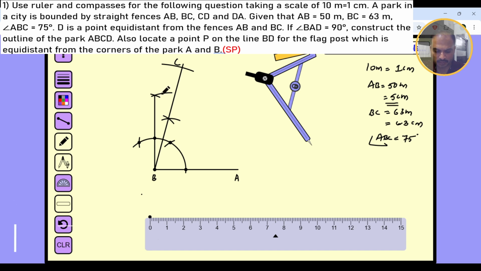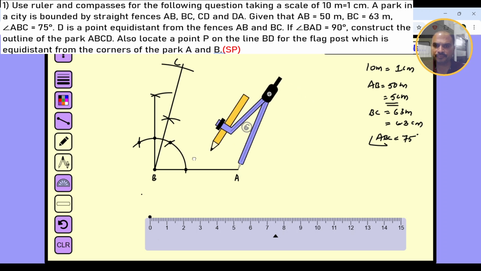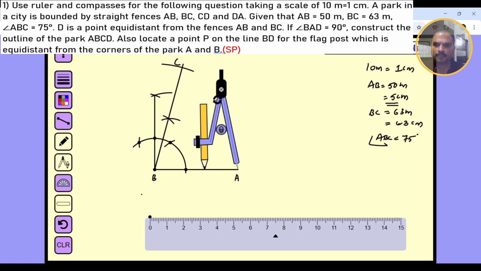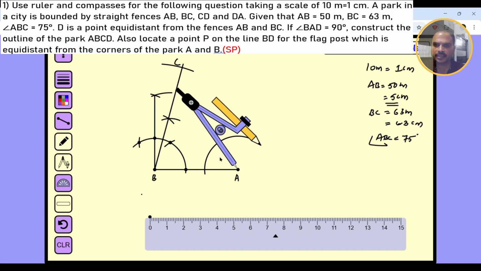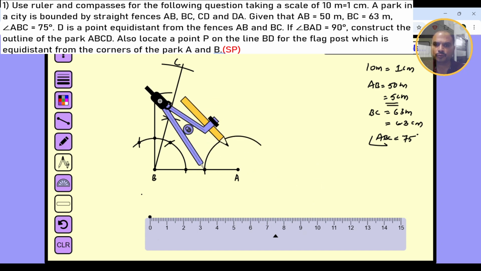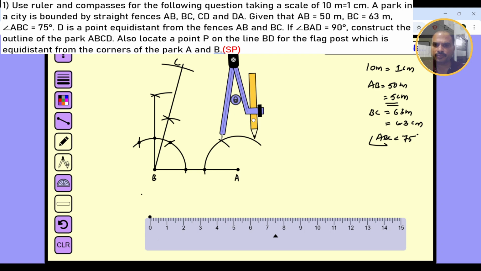Now after this what I'm supposed to do? BAD is 90 degree, they have given BAD. So I'm supposed to construct 90 degree here because the angle BAD is 90 degree they have given you. So this is 90 degree. Very simple concept, children. Okay, it is very scoring.